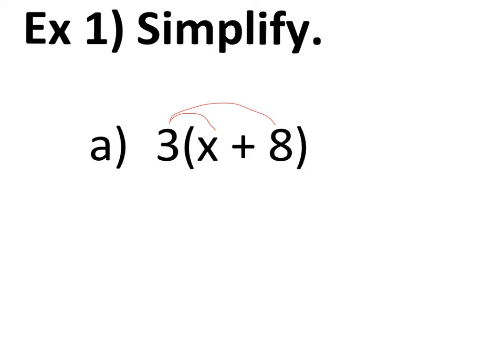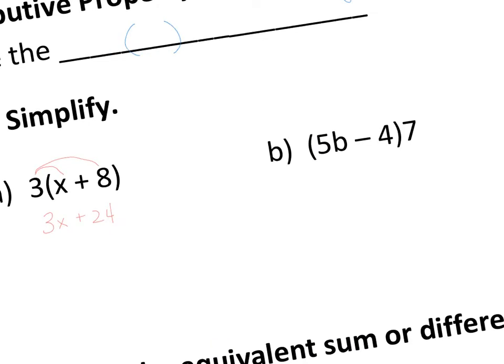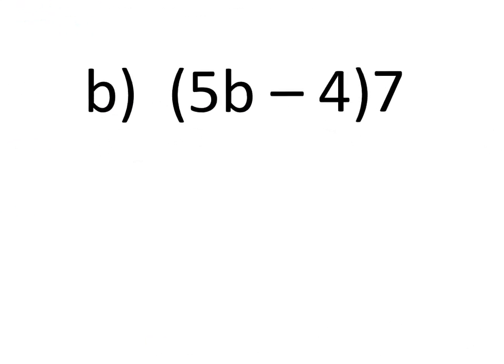So 3 times x will be 3x, and 3 times 8 is 24. So you get 3x plus 24. Okay, on B, it's the same thing. It does not matter if they put the number out back. You're still going to go ahead and drop it into both parts inside the parentheses there. So you're going to take 5 times 7 and get 35b. Minus 4 times 7, which is 28. So again, doesn't matter if it's front or back.